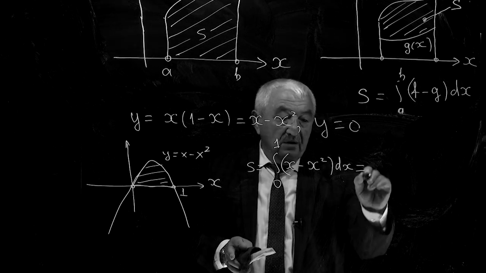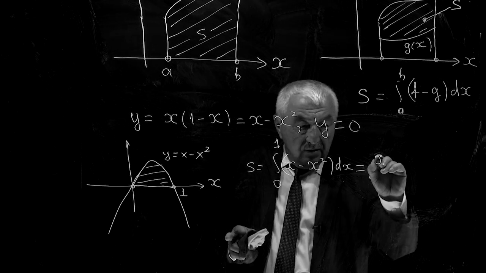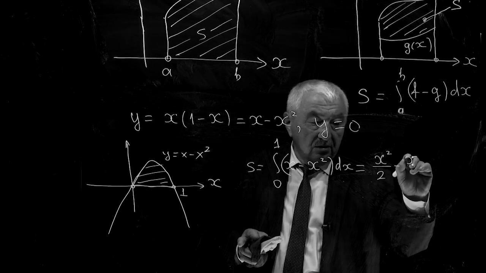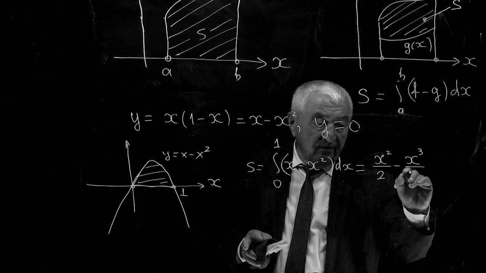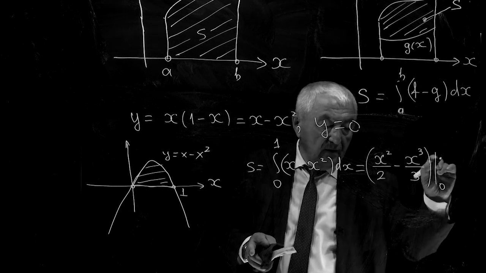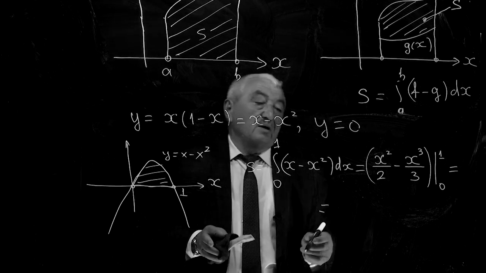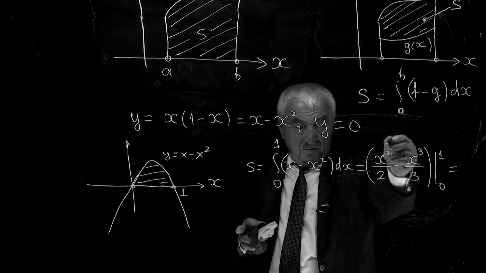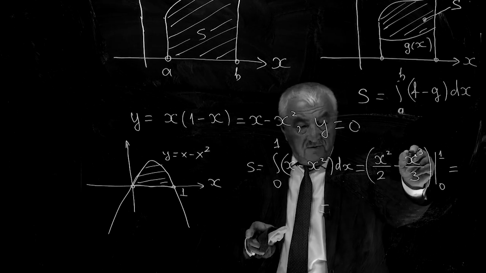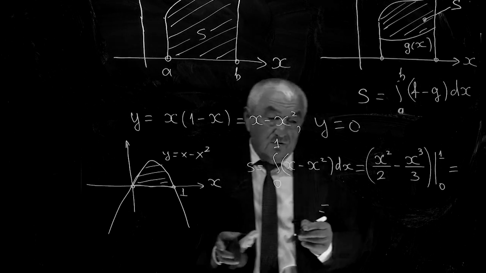Integral functions. In Russian, первообразные. x to the second power divided by 2 minus x to the power 3 divided by 3, between 0 and 1. The derivative of x to the second power is 2x, the derivative of x to the third is 3x squared, and we get these underlying functions.